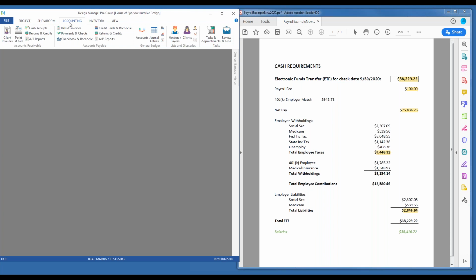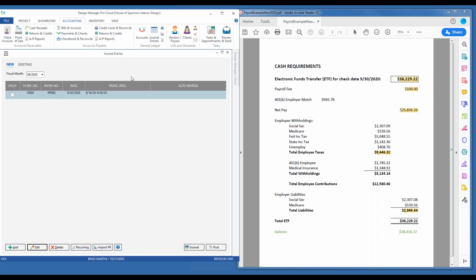To record our journal entry, which I've already taken the liberty of pre-recording, but we'll review it in detail, we want to go to our accounting tab under the general ledger frame in this case and click on our journal entries button. And we can see I've already created, yet not posted, our journal entry for our ending pay period as of the end of September. Let's go ahead and edit that and take a look at all of those accounts.